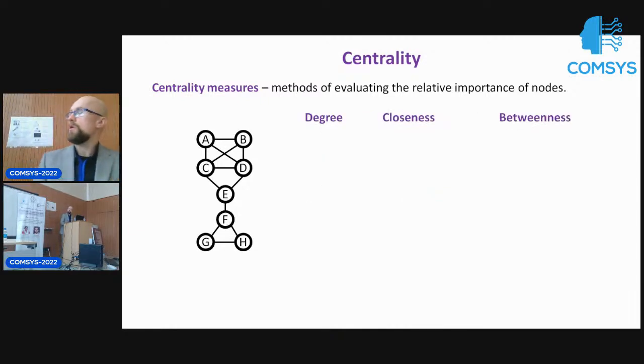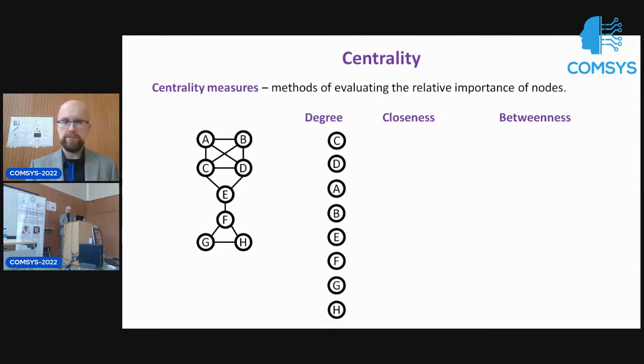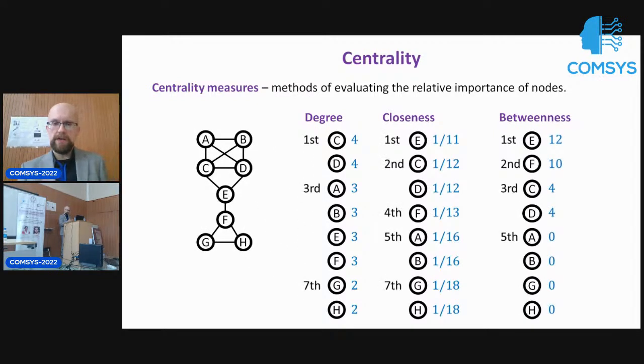More often than not, we will not be interested in just the value of a node's centrality, but rather its ranking. So we'll not be interested whether the centrality of a given node is 4, 5, or 6, but we'll be interested in what place in the ranking this node is positioned. So for example, if I am the first node in the centrality ranking, if I am seen as the most important node in the network, I might feel exposed, right? I might feel endangered, because if someone tries to attack this network and target the most important nodes, they are likely to target me.